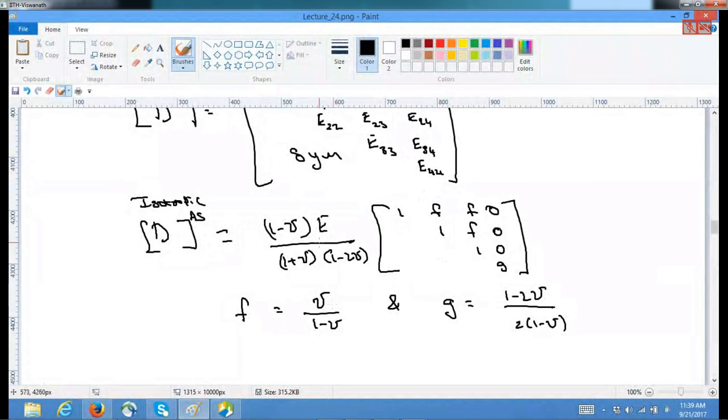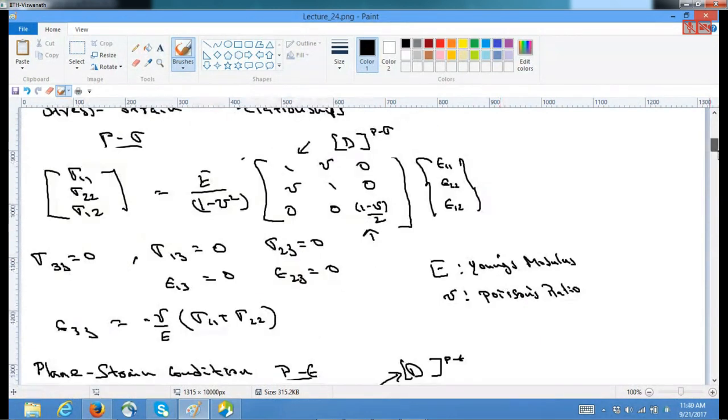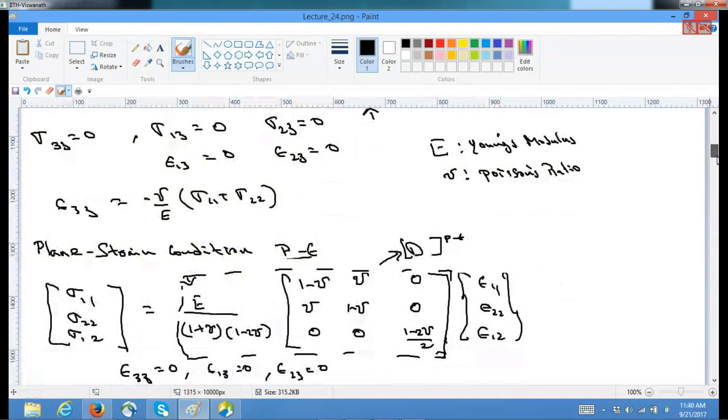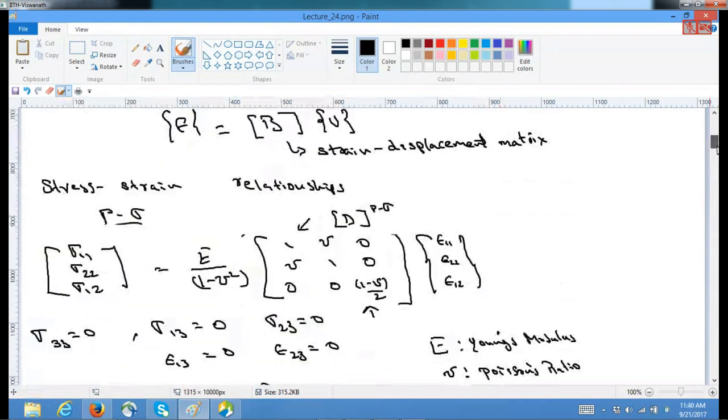So for the isotropic case, the D matrix for the axisymmetric is defined by this, unlike the D matrix for the plane strain and plane stress, which look a little bit different. So this was the D matrix for the plane strain, and this was the D matrix for the plane stress.